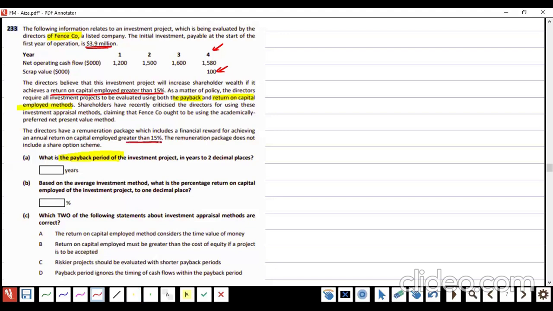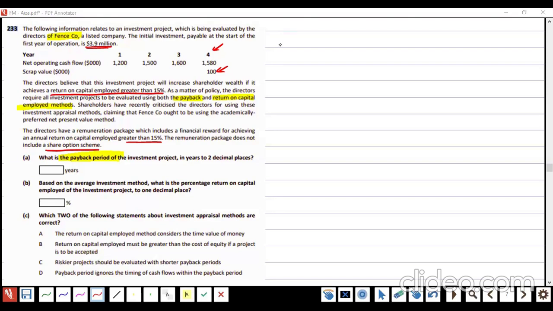Now, the directors' return depends on the ROCE as well. If the ROCE is 15% or more, the directors will get a bonus or some incentive. There is no share option scheme. They don't have any share option scheme. What is a share option scheme? We will discuss it when it comes in the C or D requirement.